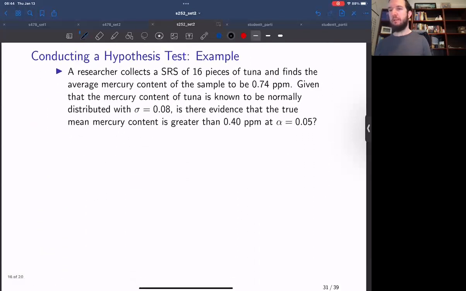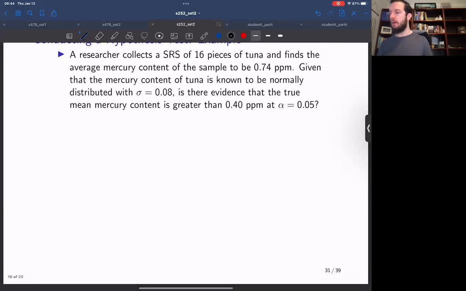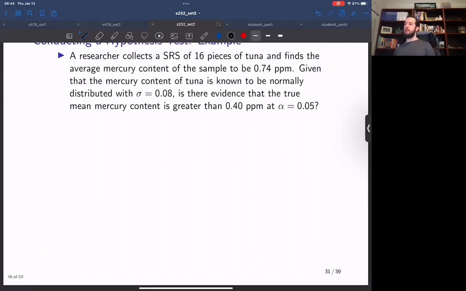All right, so let's look at an example where we can put these things together. A researcher collects a simple random sample of 16 pieces of tuna and finds that the average mercury content of the sample is 0.74 parts per million. Given that the mercury content of tuna is known to be normally distributed with sigma equals 0.08, is there evidence that the true mean mercury content is greater than 0.4 parts per million at alpha equals 0.05?